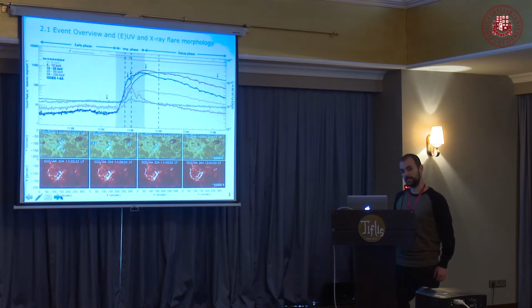So we see that at the beginning, we can say that this is kind of a quadrupolar ribbon structure. But if we compare this to the 304 sequence, we see that later on, this develops into a quasi-circular ribbon flare. It's just more prominent in EUV than UV.